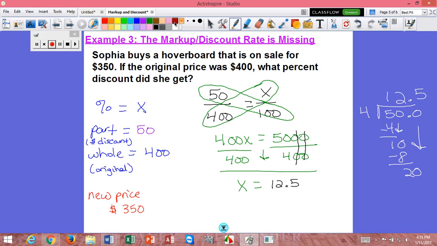Okay. And keep in mind, it asks what percent discount did she get. So this is a percent. So she got a 12.5% discount.